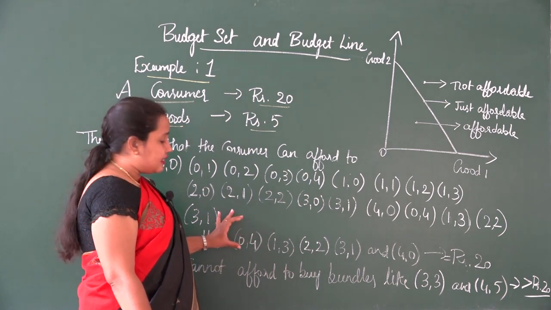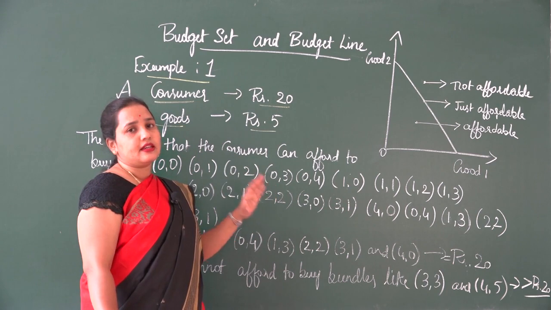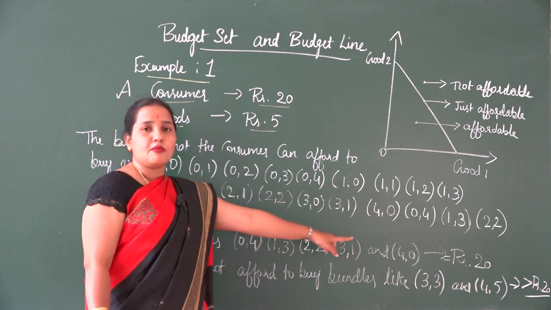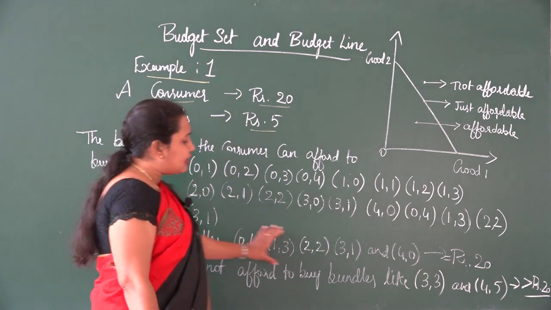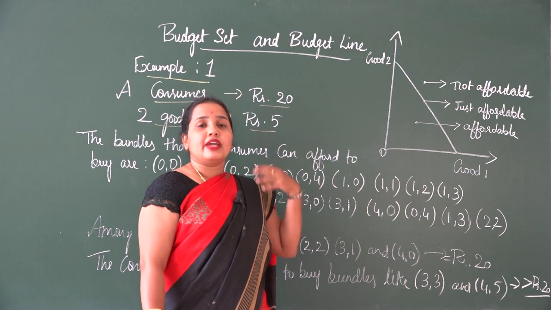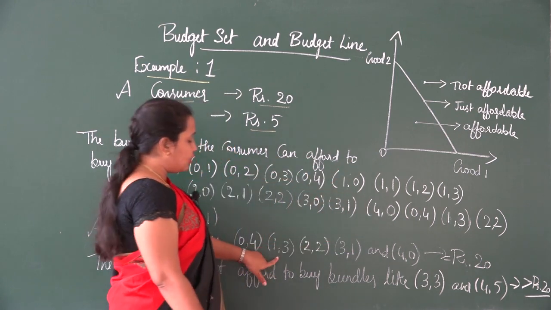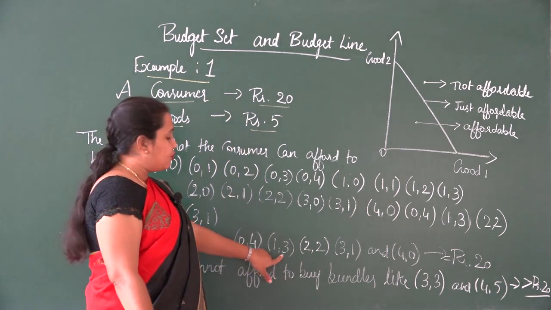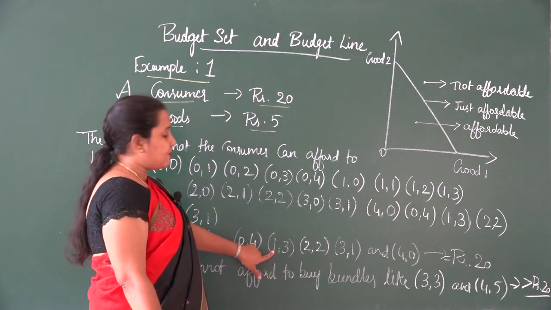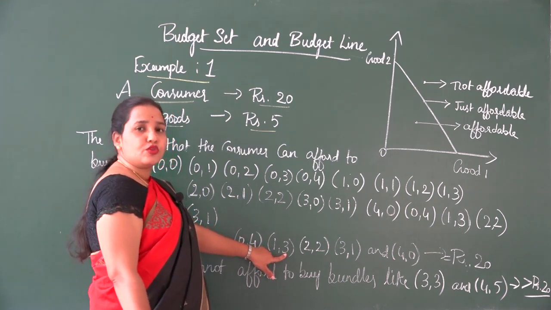Therefore, what I am saying is, this spending level is exactly equal to his income. The spending on two commodities is exactly equal to his income of rupees 20. Therefore, all these bundles indicate the combination of two goods where the cost is exactly equal to the consumer's income. Look at this: 1 unit of good 1 and 3 units of good 2. You have to multiply. 1 into 5 is 5. 3 into 5 is 15. Therefore, 5 plus 15 gives you 20 rupees.